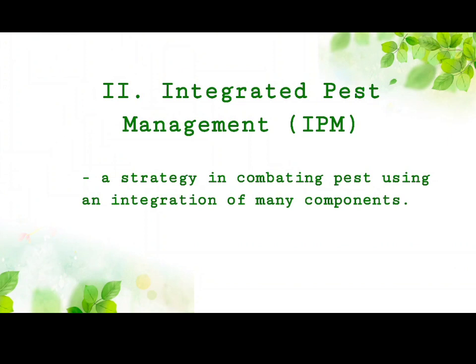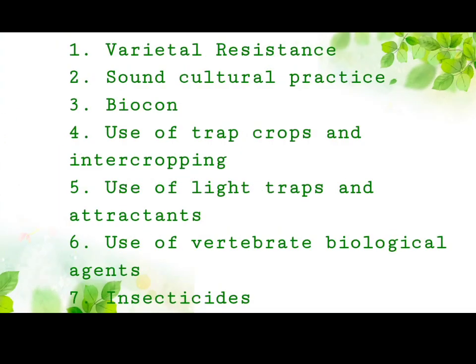Integrated Pest Management or IPM. It is a strategy in combating pests using an integration of many components. We have varietal resistance. These are crops that have been bred for resistance to pests. An example is 15 rice varieties that have increased levels of resistance to borers and 9 varieties that are resistant to BPH.